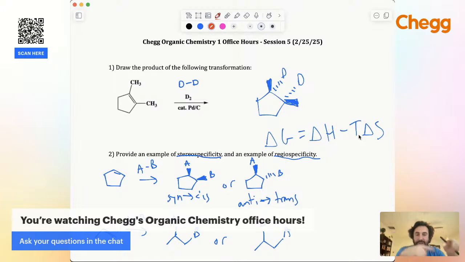One of them is going to be thermodynamically driven. The other is kinetically driven. So that is a concept we're going to see a lot. So definitely every organic chemistry student has to know this equation. There are very few equations you have to know. This would be one of them.